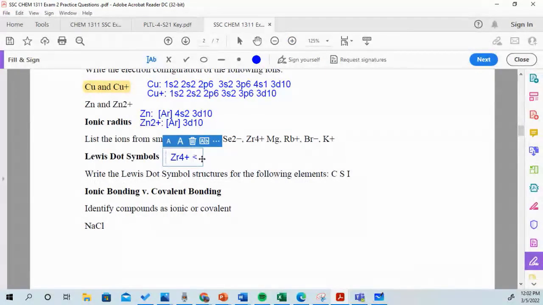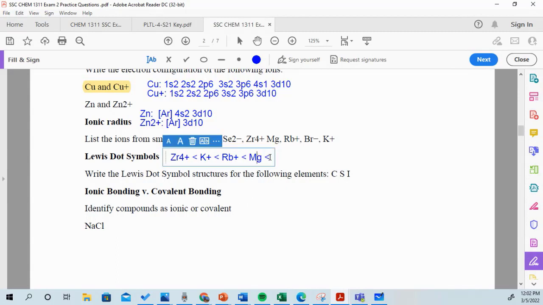So we have K+ next, and then what? Rb+. And then you have your neutral. So I'm going to compare now with Mg, actually I only have one neutral, which is Mg. And then I have 2 anions, Br minus and Se2 minus. So which would be smaller, Br minus or Se2 minus?